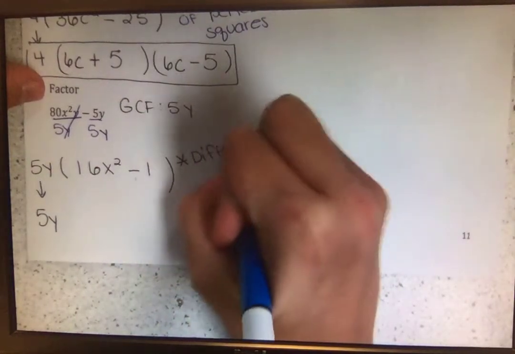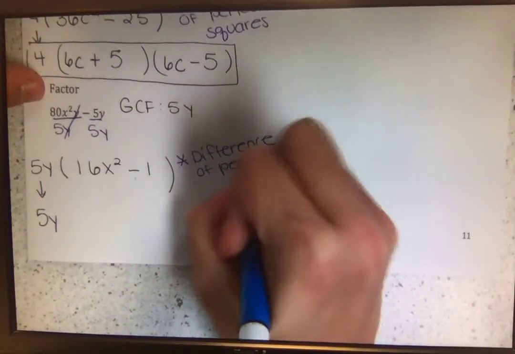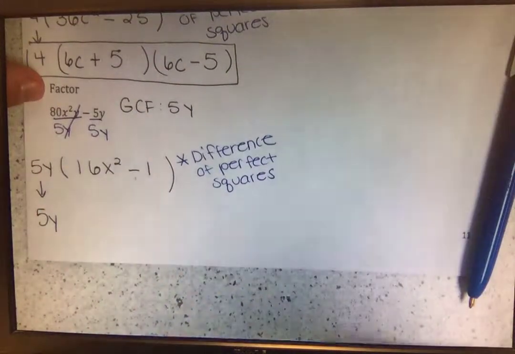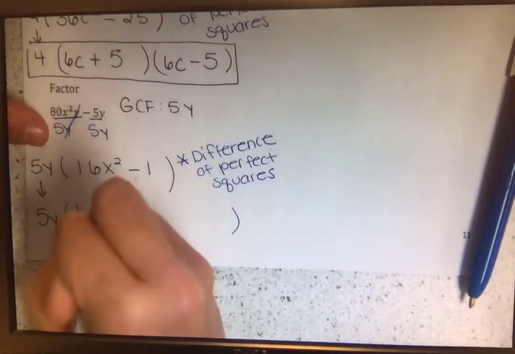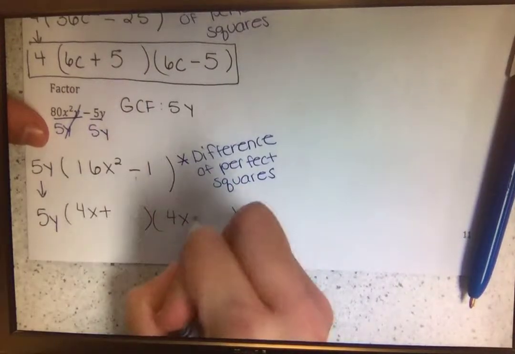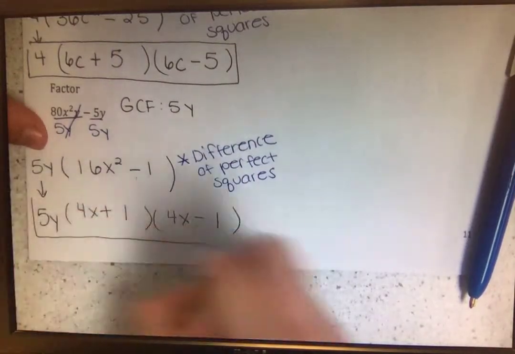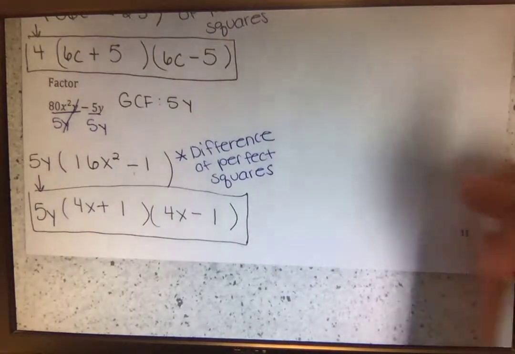Again, a difference. We are subtracting two perfect squares, so a difference of perfect squares. So we know we can use our little shortcut. So 16x squared we know is 4x times 4x. There is a difference, so we know one's positive, one's going to be negative, and 1 is 1 times 1. This will leave us with our final answer of 5y times 4x plus 1 times 4x minus 1. Multiply all those back together to give us back our original problem.